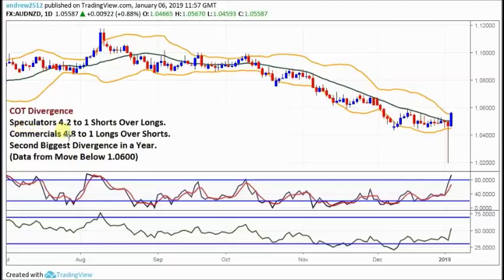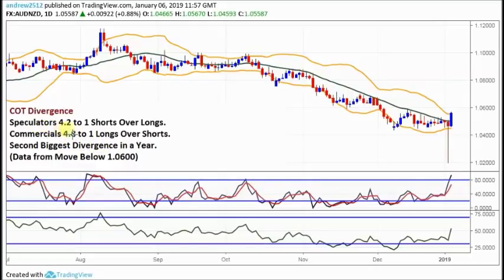Now, speculators, one group that we look at, commercials are the other, they're hedgers, okay, they're smart money. We want the commercials to go aggressively against the speculators. They tend to be right about every major turning point in the market, and once the two groups start going aggressively against them, we'll go with the commercials.